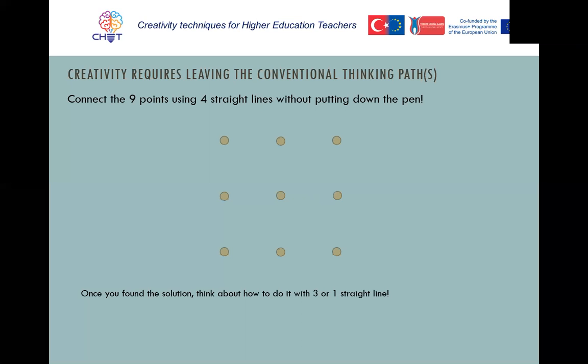And to demonstrate this, what I would like you to do now is to take a pen and a piece of paper and then connect the 9 points using 4 straight lines without putting down the pen. And once you've found a solution, think about how to do it with 3 or with 1 straight line. I give you 1 minute to think about it.